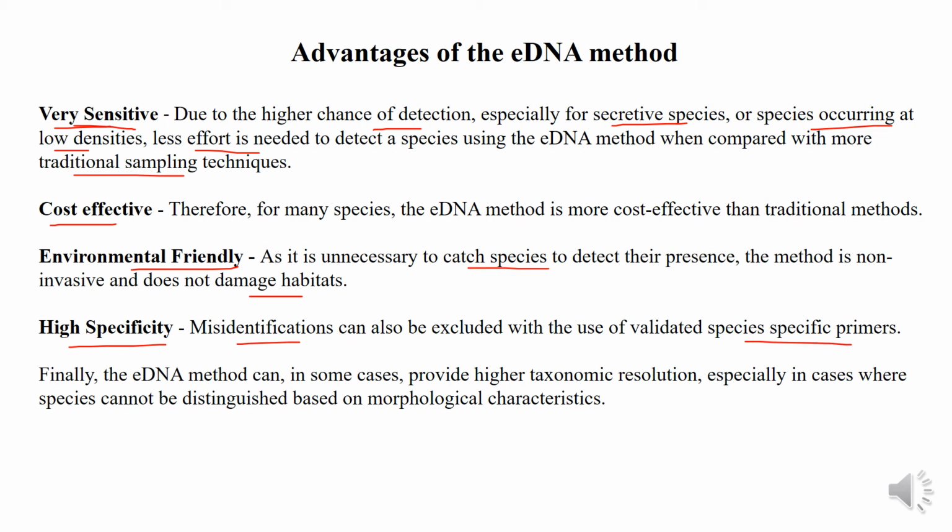And finally, the eDNA method can, in some cases, provide very high taxonomic resolution, especially in cases where the species cannot be distinguished based on morphological characters. Sometimes it is very difficult to identify a species from its morphological characters. So in that case, eDNA is very important, useful and helpful.